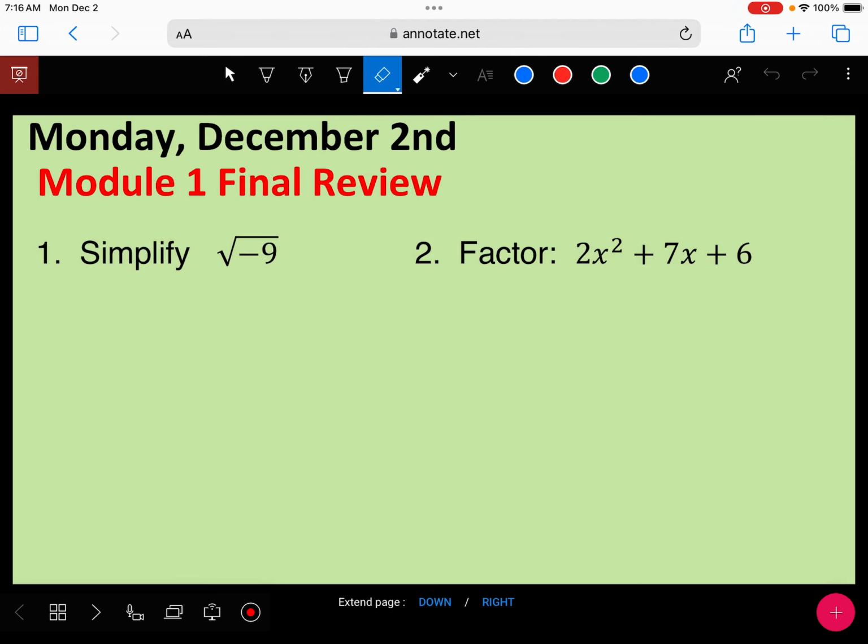So this is module 1. Whenever there's a negative underneath the square root, you are going to start.